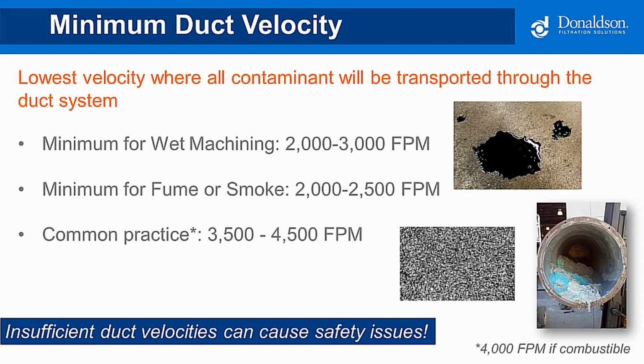Now, the Industrial Ventilation Manual recommends 2,000 to 3,000 feet per minute for wet machining applications. However, from experience, you're always going to capture chips and other solids in the airstream, and those are heavier. So you're typically going to want to recommend sizing your ductwork so that you convey between 3,500 to 4,500 feet per minute.